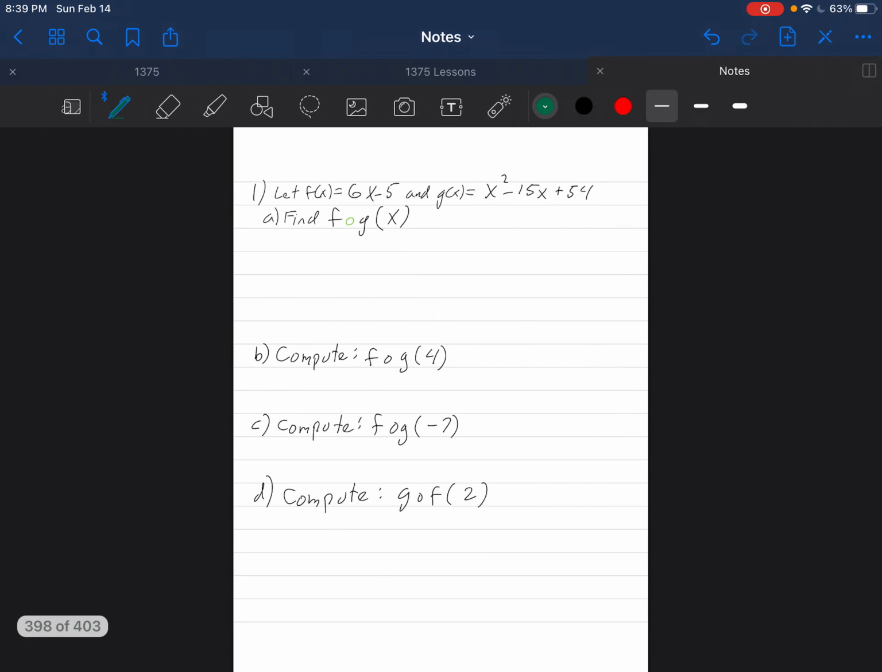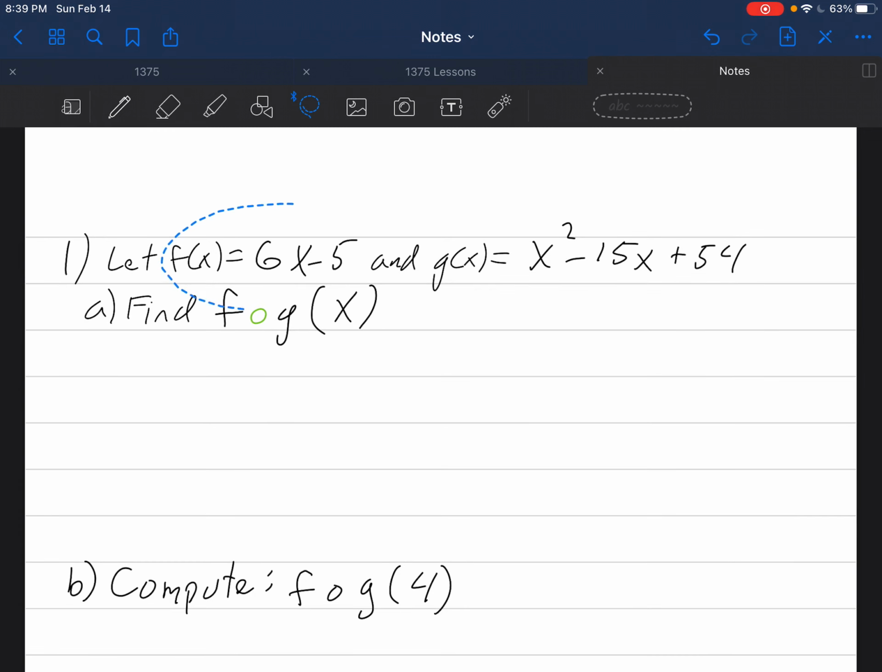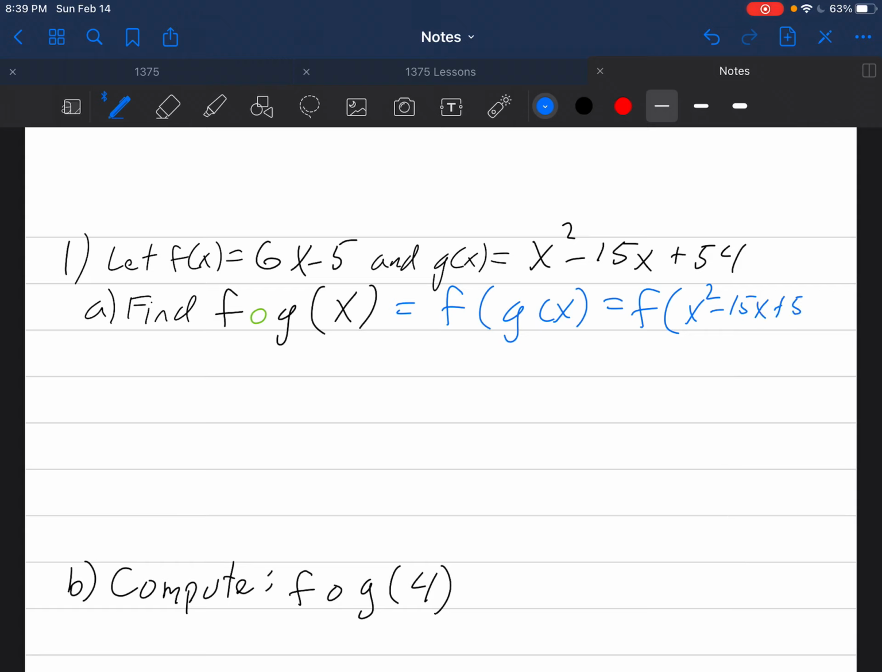So let's work on some problems here. Here we have f of x defined as 6x minus 5, and g of x defined as x squared minus 15x plus 54. If we're looking at f circle g, what we are looking at here is f of g of x, which is going to be f with the input of x squared minus 15x plus 54. What we talked about before is that whatever is in the parentheses is what's getting input into our function. So if f is equal to 6x minus 5 as it's listed here, what we are literally doing is erasing this x and instead putting in whatever our input is, in this case, x squared minus 15x plus 54.